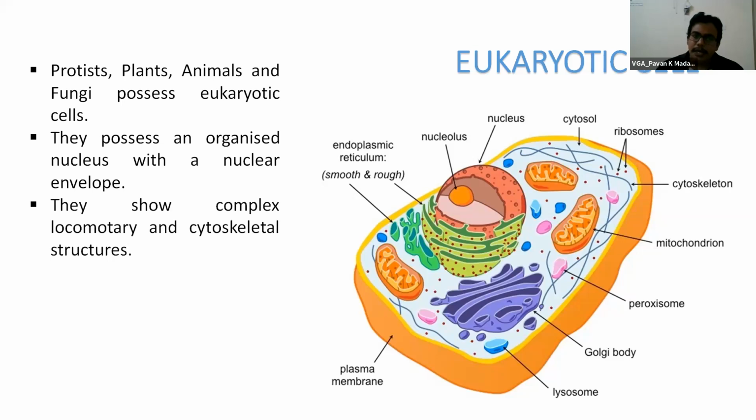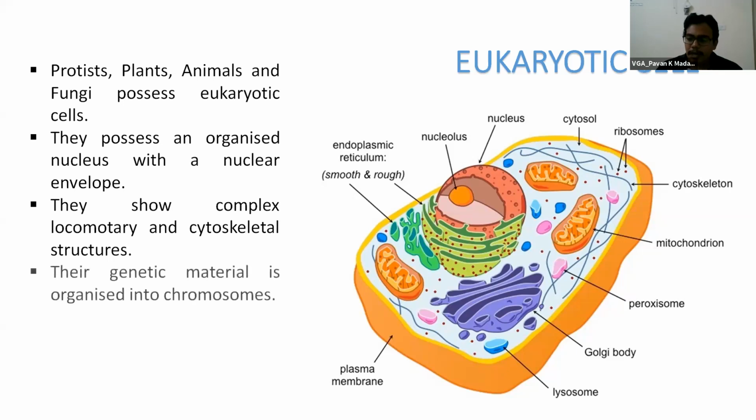And eukaryotes show complex locomotor and cytoskeletal structures. You can see some thread-like structures here and there in the diagram. Those are the cytoskeletal structures, which give support and shape to the cell. Just like how our bones give shape and strength to our body, these cytoskeletal elements give strength to the cell.